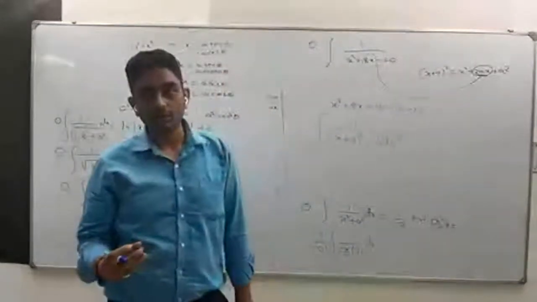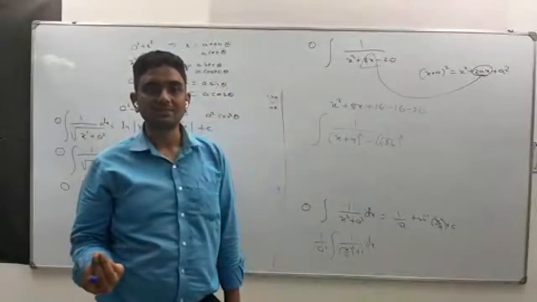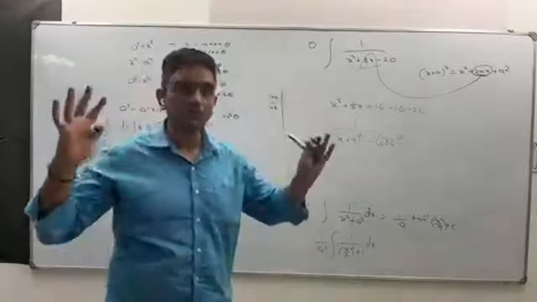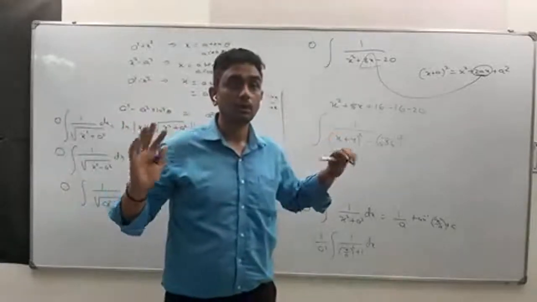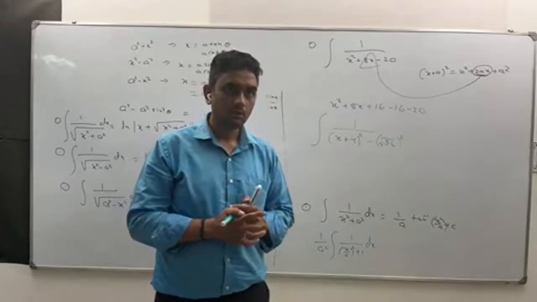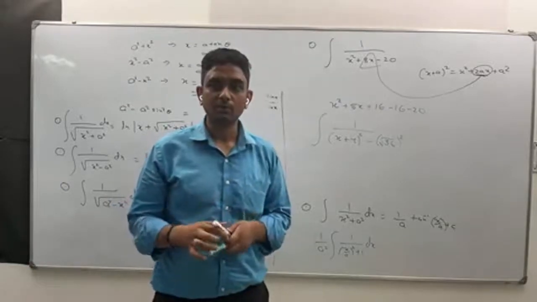Now, luckily, we are getting root 36. Root 36 is 6. It's coming a very nice number. Even if it does not come a nice number, just leave it like that. Now, can I apply the formula? Which one? 1 by x square minus a square. Now, what was the formula?